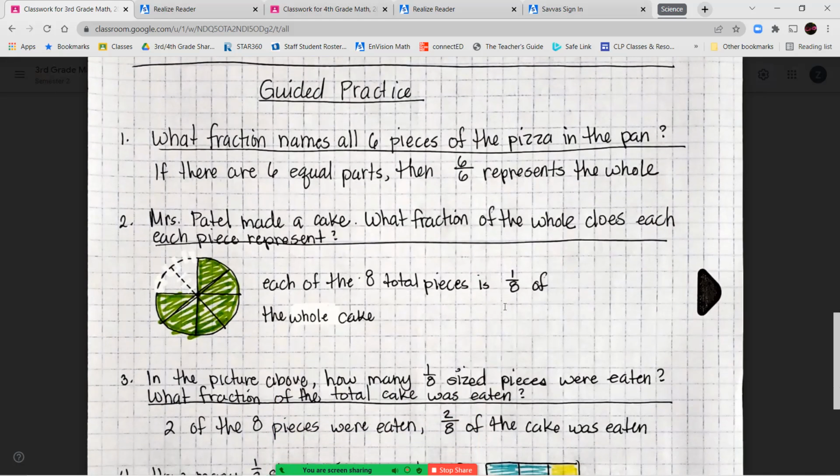Let's take a look at our guided practice. For number 1, it says, what fraction names all 6 pieces of the pizza that was in the pan? So if there are 6 equal parts, then 6/6 represents the whole. That means you have all 6 of the 6 pieces.